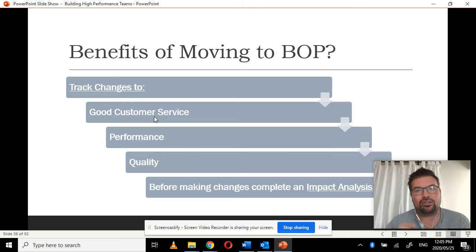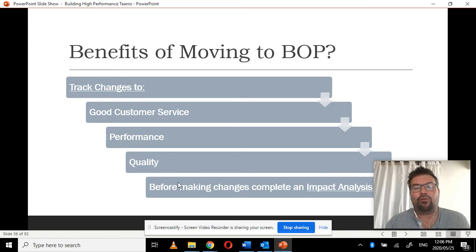Well, again, good customer service. If we are meeting the needs of our customer, then we should be changing. In terms of performance, it should make us do things quicker, cheaper, more effectively. Quality, we should be getting quality things out. So we should have a better quality, a better amount of things that are going right.